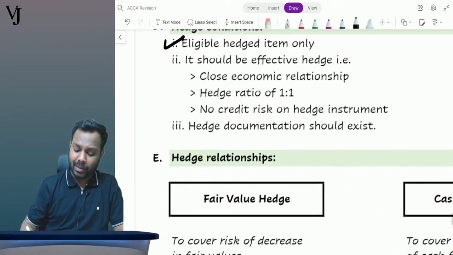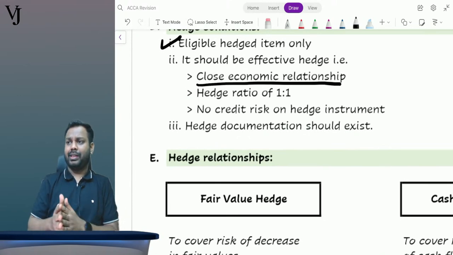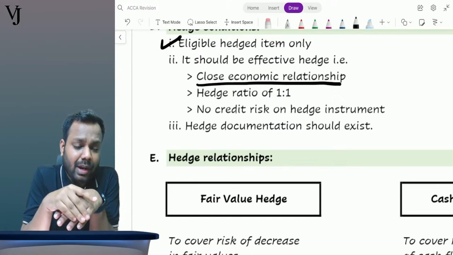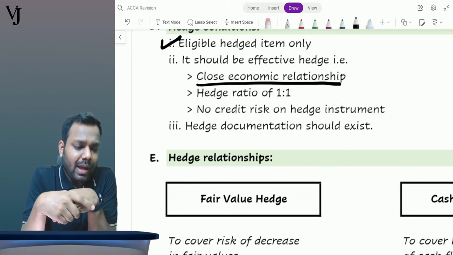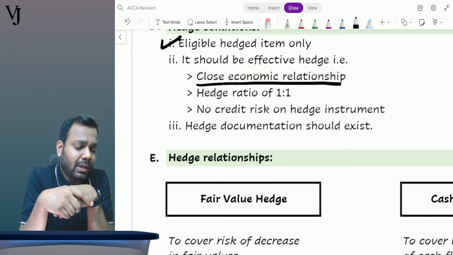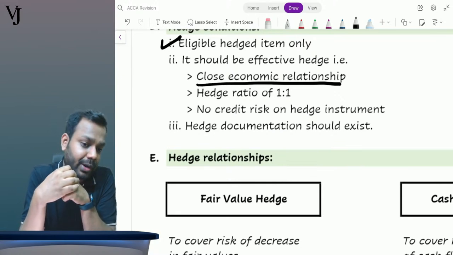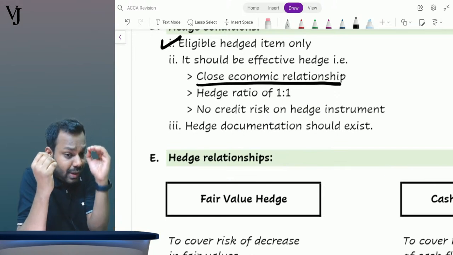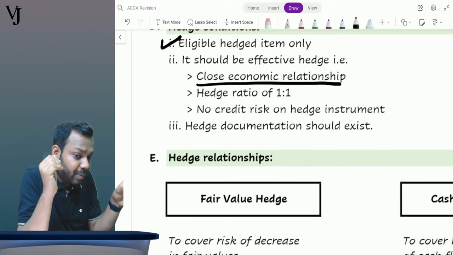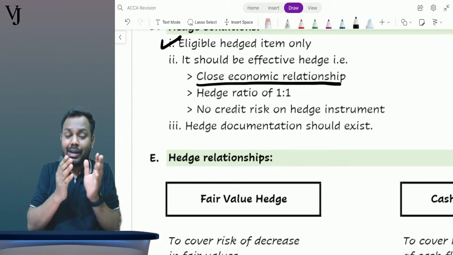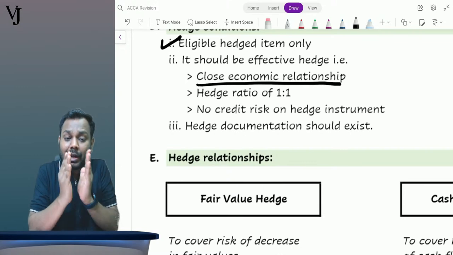What is the meaning of effective hedge? Meaning thereby, there should be a close economic relationship. Let me explain that. Let's suppose I have purchased the equity shares of Infosys, and now my risk is that the value of this investment might go down. So what I do is enter into a put option. Now what happens in the put option? If the price goes down, I will have a loss in the investment, but I will have a gain in the put option, right? So they will get offset. This is called a close economic relationship. Both of them are closely linked.